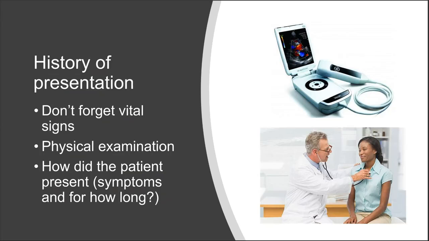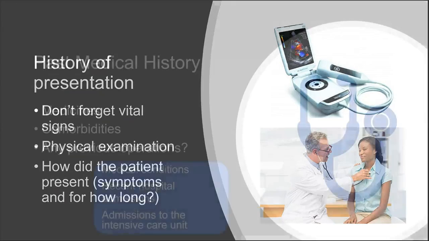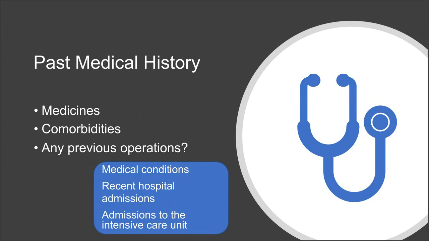Also physical examination. It is important to understand what you found if you examined the patient in the emergency department. Let's say a patient is presenting with VSD. Did you hear a pansystolic murmur? So how did the patient present? Symptoms. The patient presents in the emergency department or in the outpatient clinic. Are they very sick? What are the symptoms? And for how long have they had the symptoms? But it's also important to understand the past medical history. Was the patient on any previous medication? Do they have comorbidities? Did they have any previous operations? Did they have, for example, many admissions in the intensive care unit?